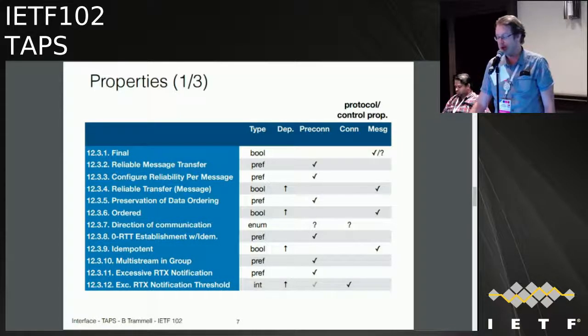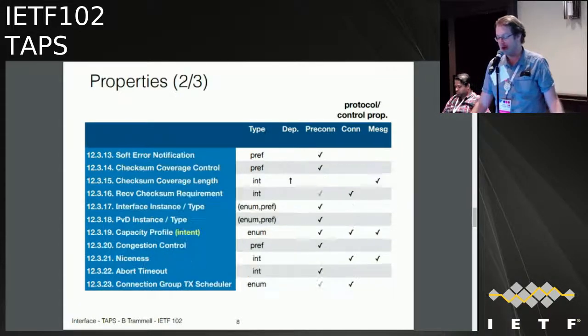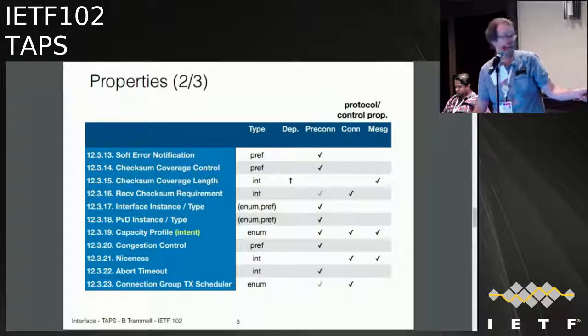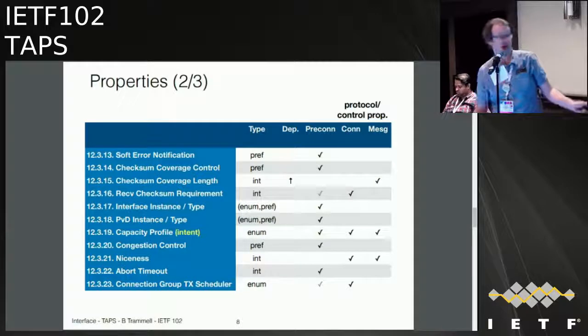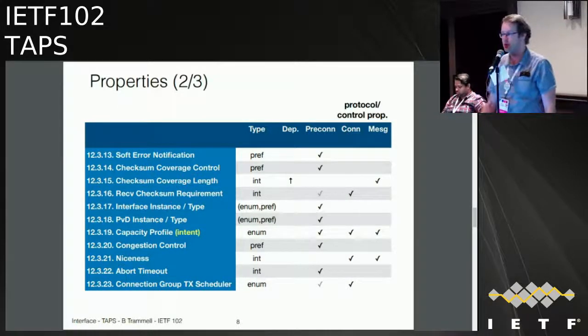Looking through these though, there's a lot for controlling how you send messages. There's this checksum coverage thing, which came out of MinSet and UDP-Lite. There's one, intent, which is the least horrible name that we could come up with. This is called capacity profile. It basically means, do I intend to send traffic in an interactive way, or in a bulk transfer way, or in a scavenger way? Just basically talking about the capacity profile. That's the best word we can come up with.